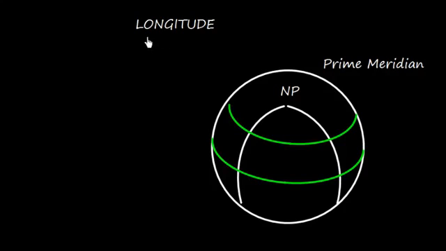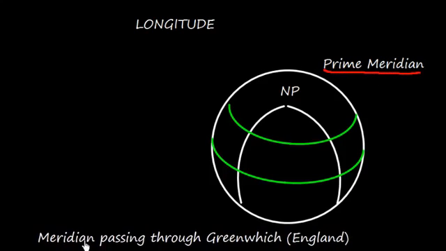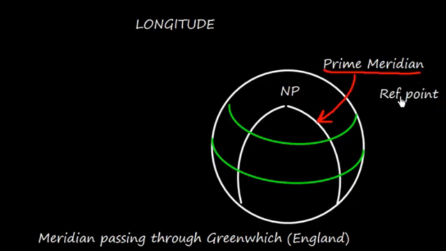Let's discuss longitude. So first let me define the prime meridian. This is the meridian which passes through Greenwich, a place in England. Here this is the prime meridian, and basically this is a reference point, and longitudes are measured east or west from this reference point.